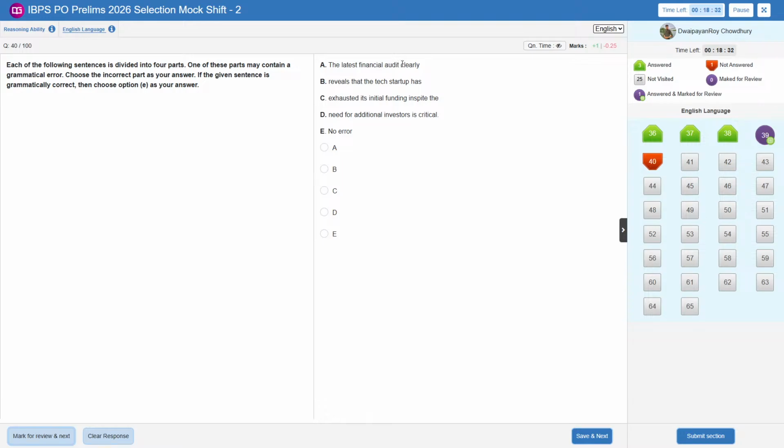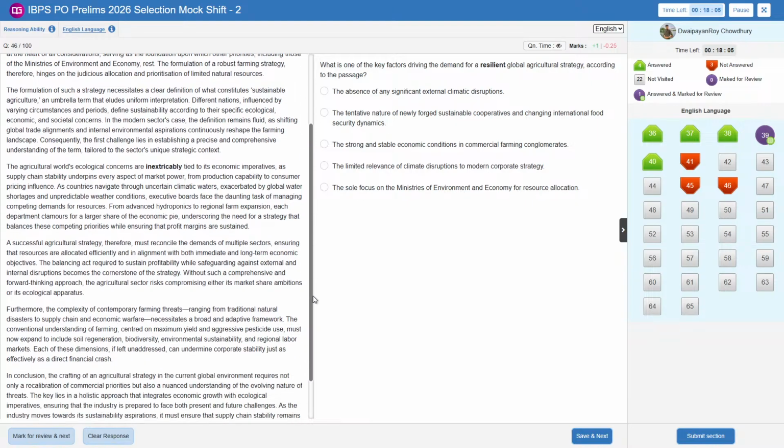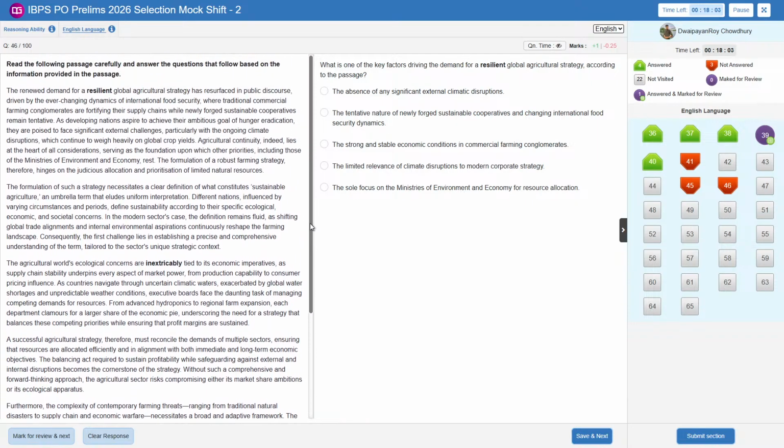The latest financial audit clearly reveals that the tech startup has exhausted its initial funding in spite, the need for additional investor is critical. In spite, I don't think in spite is the correct conjunction here. So most appropriate, I will do it later. Again, this is a humongous RC.